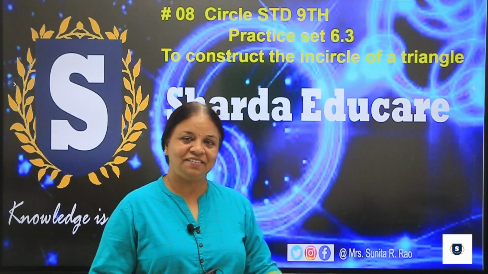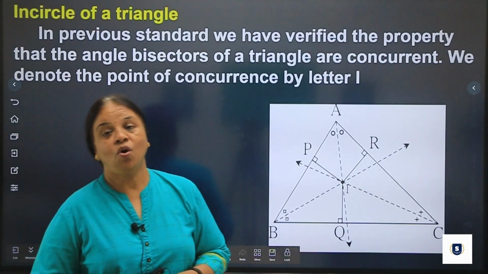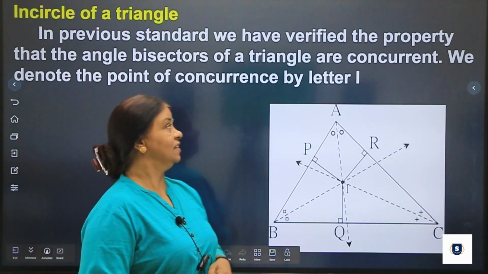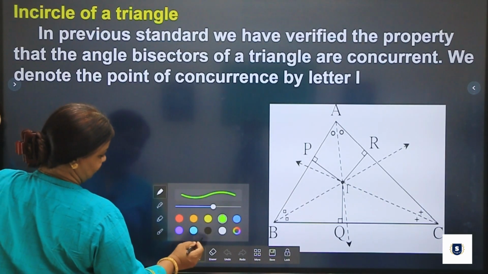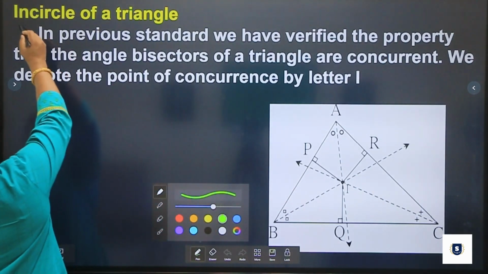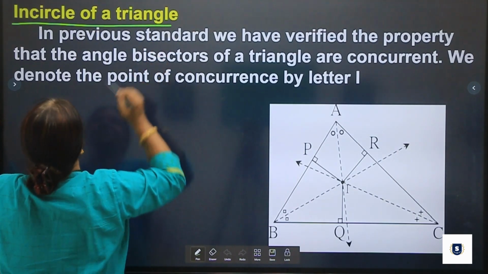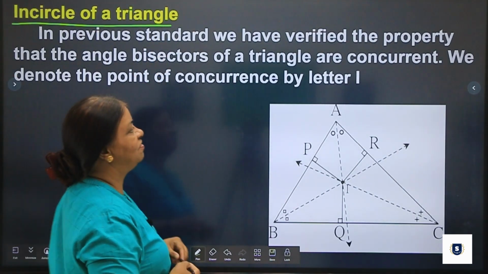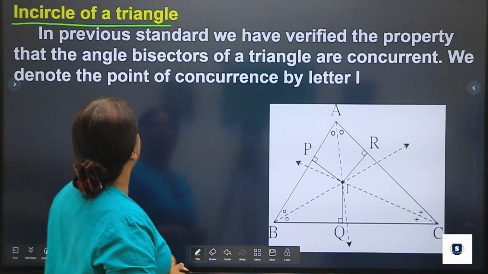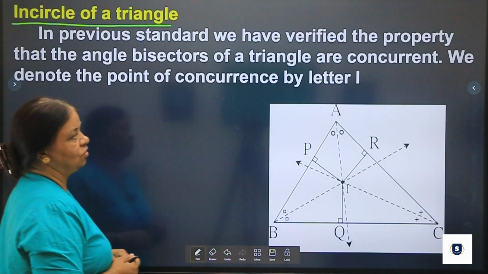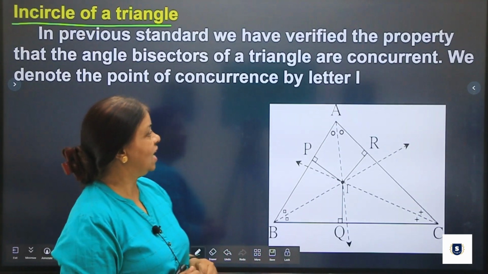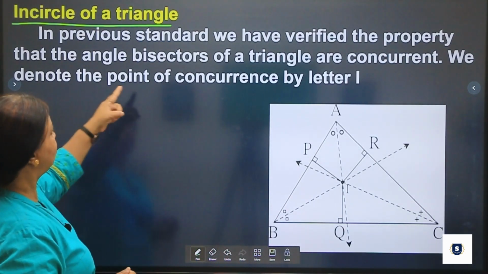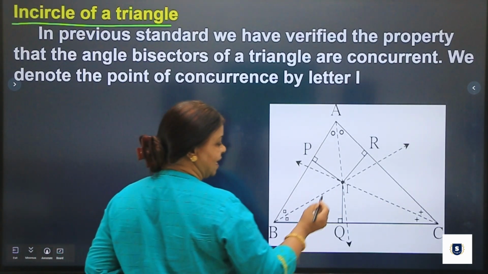Let's start, children. As this is a video on the incircle of a triangle, first of all we should know what an incircle is. In the previous class we verified the property that the angle bisectors of a triangle are concurrent, and we denote the point of concurrence by I.